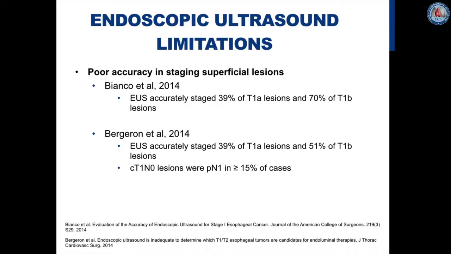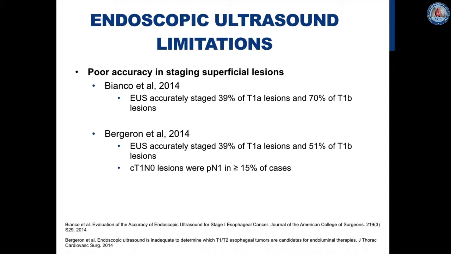However, EUS has important limitations affecting clinical staging. With the recent surge in endoluminal therapies like radiofrequency ablation, endoscopic mucosal resection, and photodynamic therapy for lesions limited to the muscularis mucosa, it's become particularly important to accurately stage these early-stage lesions. A study by Bianco and colleagues from the University of Pittsburgh demonstrated that EUS accurately staged just 39% of T1A lesions and 70% of T1B lesions.